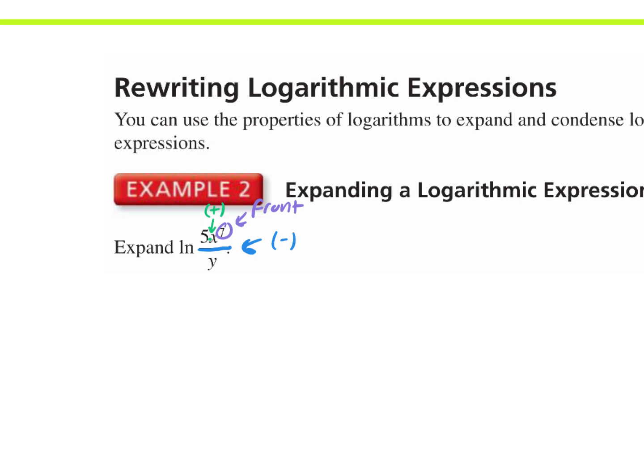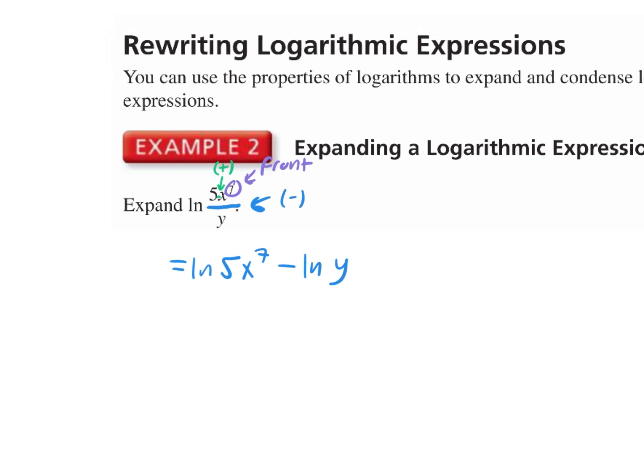All right, I'm going to start just by whatever is being divided, just because that's what's happening to the top and the bottom. So everything that you see in this expression is being divided. So this is going to become an ln of 5x to the 7th minus ln of y. All right, so we took care of that minus, right, that division. Now I see that there's a multiplication. I want to take care of that. All right, so we can split this up to be ln of 5 plus ln of x to the 7th, and then I still have that minus ln of y.